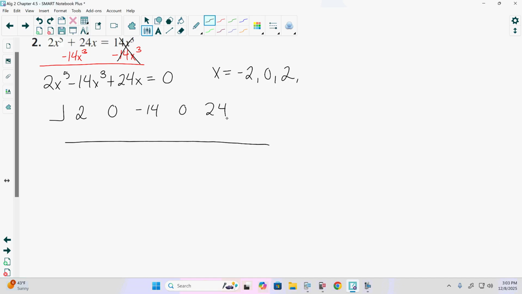Now we have 2 for x to the fifth. Since we don't have an x to the fourth term, we're going to fill it in as 0. We have -14 for our x cubed term, 0 for our x squared term, 24 for our x term, yes? Do we have all of our numbers? Because again, the number of numbers that should be up there is 1 more than the degree. And what's our degree? 5, yes? So that means how many numbers should we have up there? 6. Do we have 6 numbers listed?